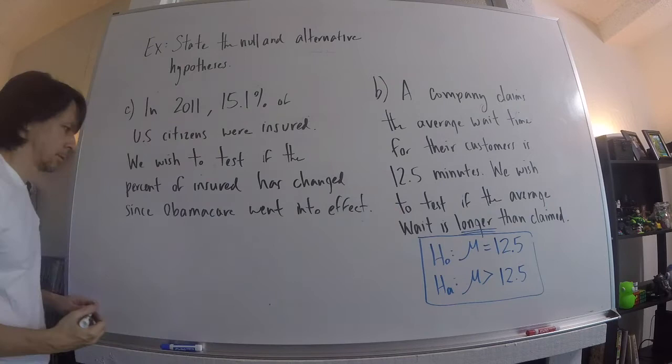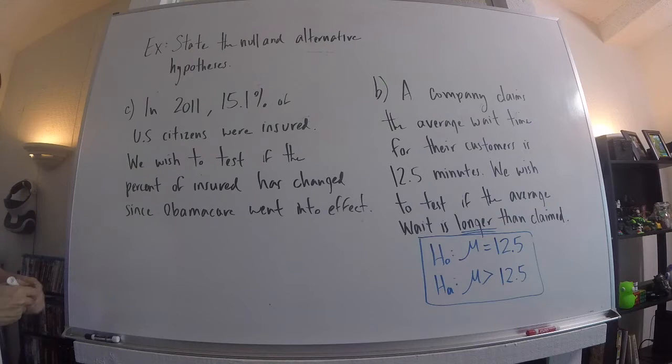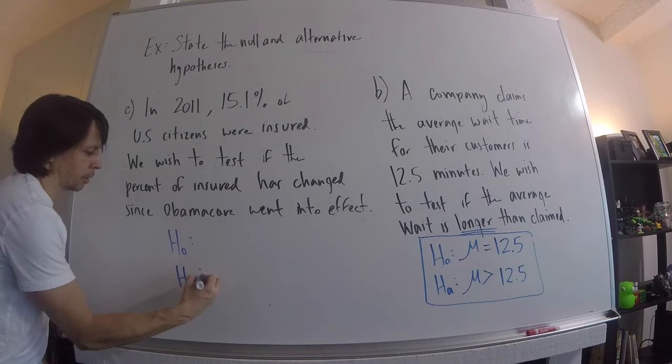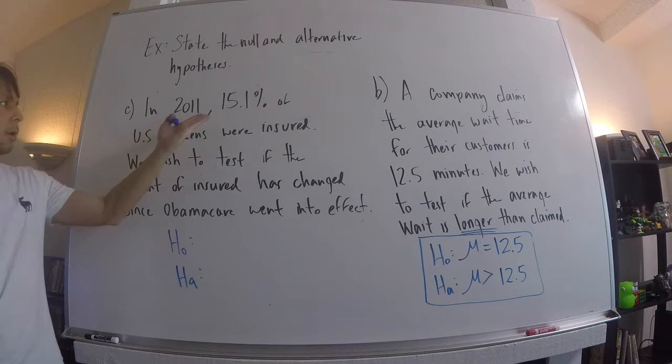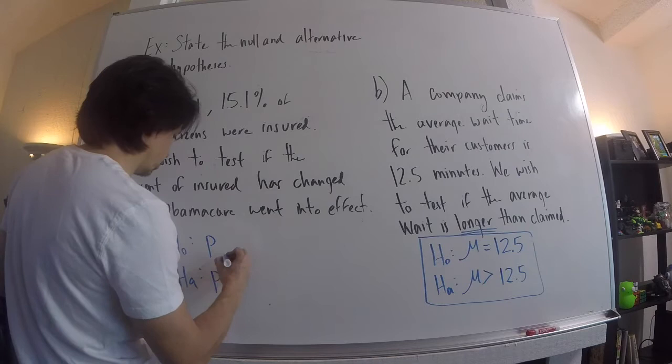Okay. Same instructions, we're just stating the null and the alternative. We get assigned a parameter. Proportions are means. Percent of insured, percentages of things, percentage of Americans or U.S. citizens who are insured. So we're doing a test on proportions.